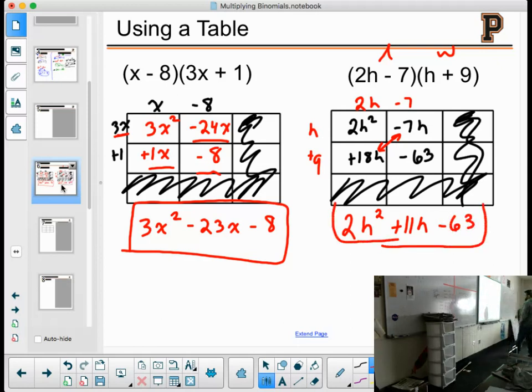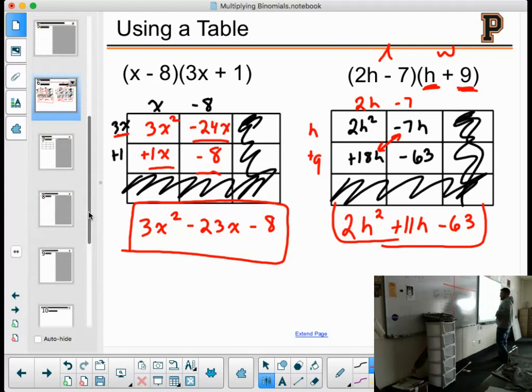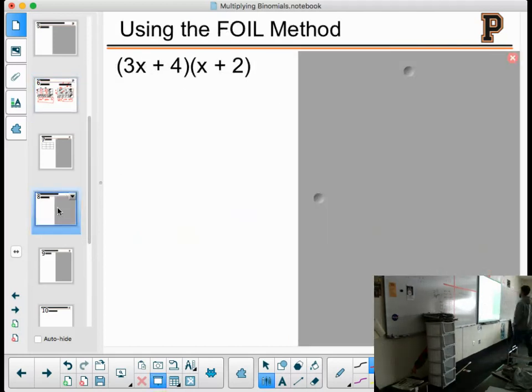So again, one other way to multiply binomials by binomials. The biggest thing is understanding that everything has to multiply by everything, okay? 2h had to multiply by h and by 9. Negative 7 had to multiply by h and by 9. So if you like tables, so you like to see your multiplication a little bit clearer, by all means, use a table.